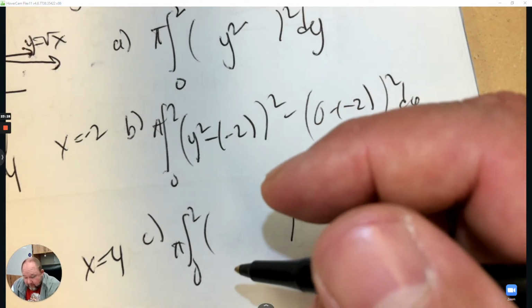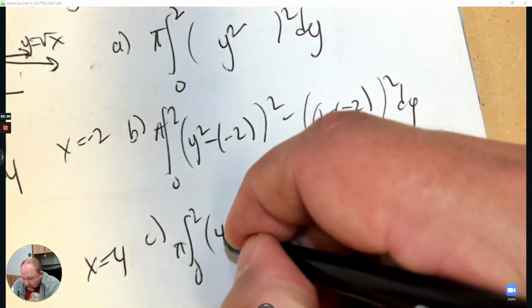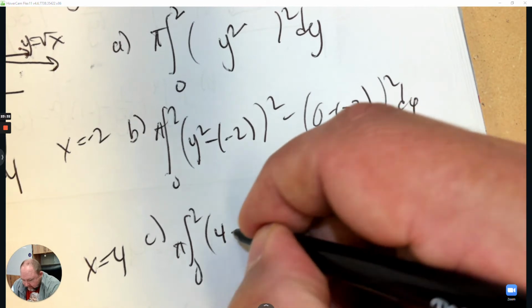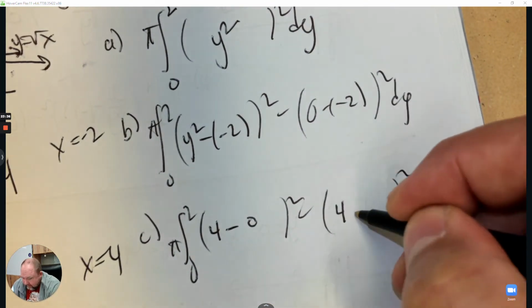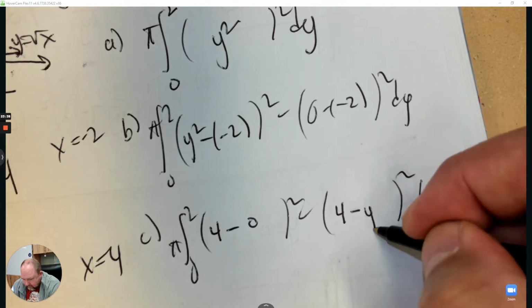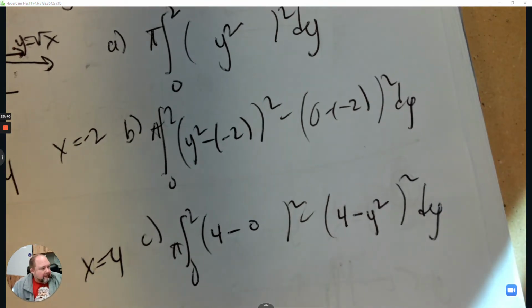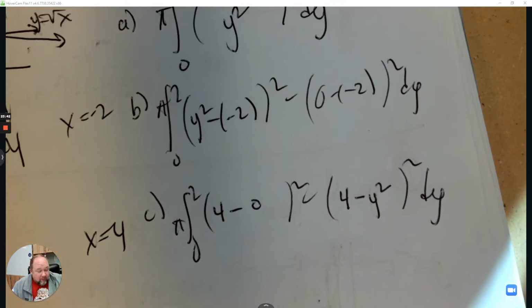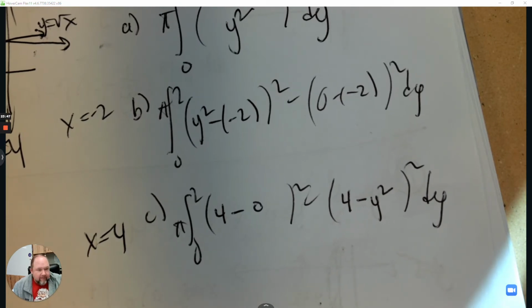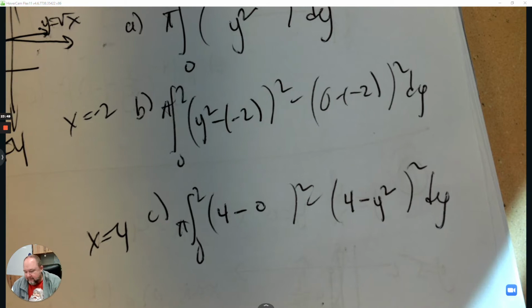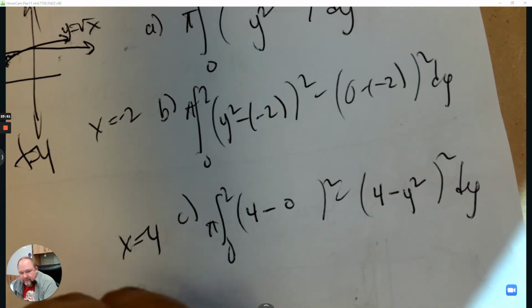So again, right subtract left. So on the right is 4. And then on the left is 0. So it'd be 4 take away 0. On the right is 4 for the small radius. And on the left is the curve, which is y squared. So practicing right subtract left, the graph, man, you really, really have to graph this and visualize it. All right, number 11. We did 11. Number 12.